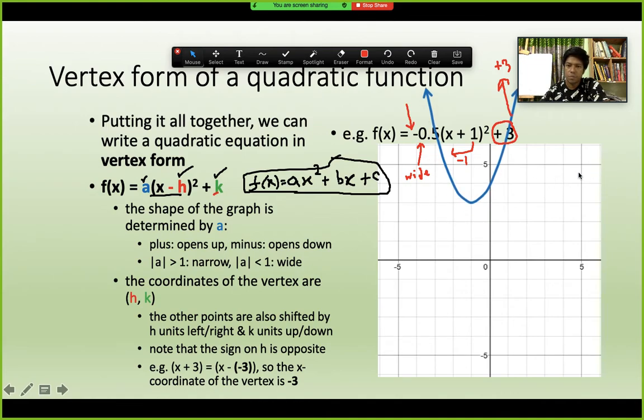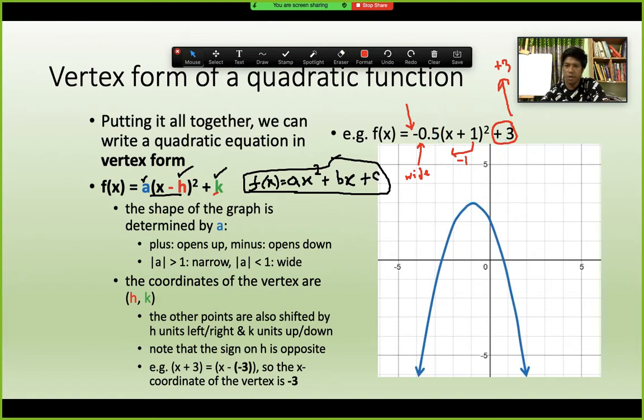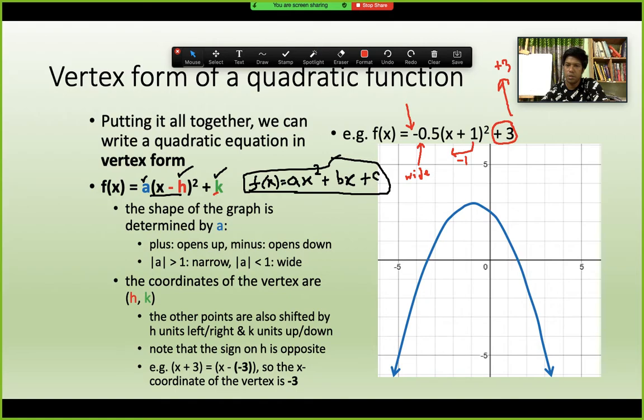Then for this negative sign, the graph will flip, and for this 0.5 the graph will be wider. Okay, let me show you once again. First of all, for this plus 1 the graph goes to the minus 1. For this plus 3 the graph will go 3 units up. For the negative sign the graph will flip. For the 0.5 the graph will be wider, like this.